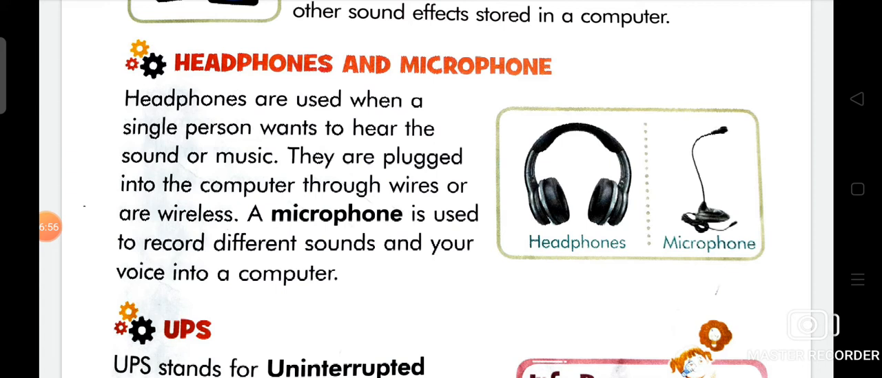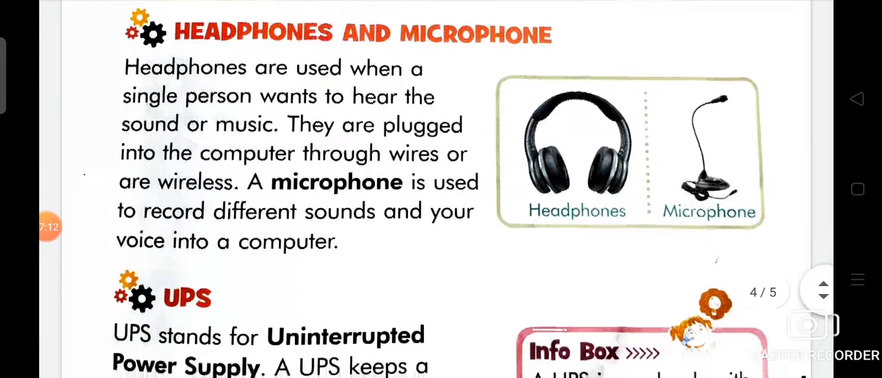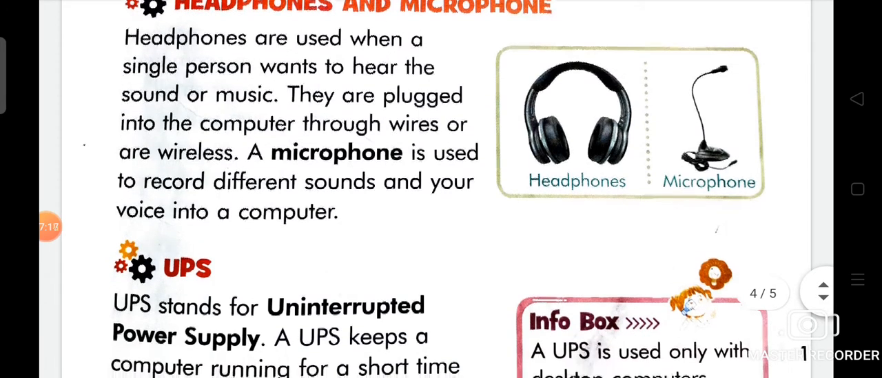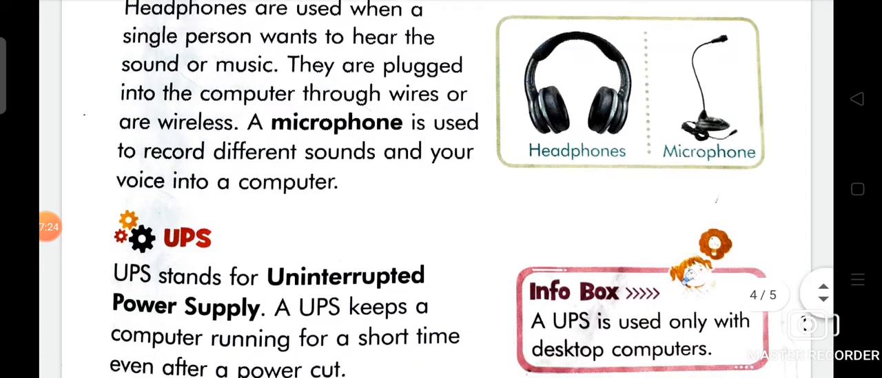Students, there are two types of headphones and microphones. They are plugged into the computer through wires or wireless. That is, with wire and without wire. A microphone is used to record different sounds and your voice into a computer.